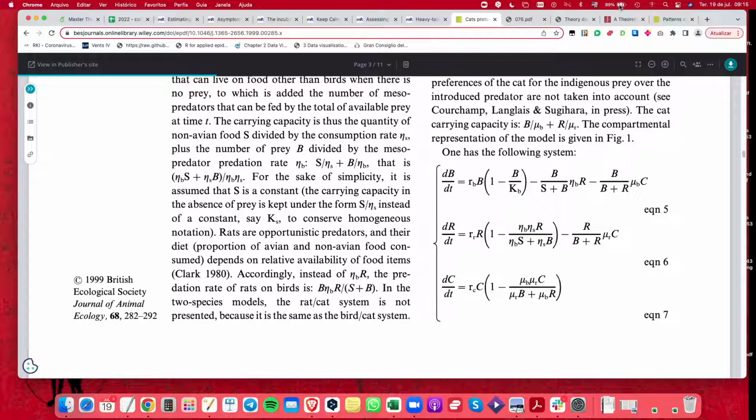And we already saw one, which was resource, consumer 1, consumer 2, and we draw.